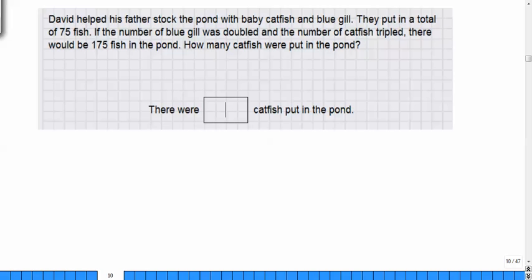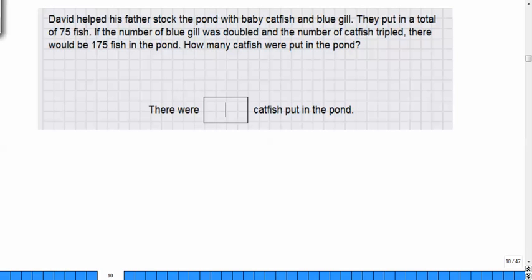David helped his father stock the pond with baby catfish and bluegill. They put in a total of 75 fish. If the number of bluegill was double and the number of catfish triple, there would be 175 fish in the pond. How many catfish were put in the pond? Okay, that's the answer. How can we solve it?